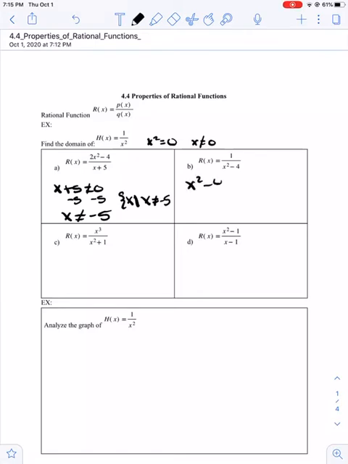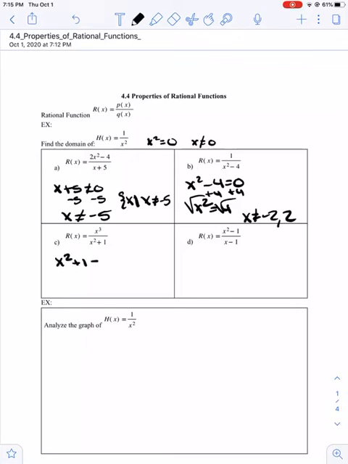Next, we do the same thing. x squared minus 4 equals 0. Add 4. x squared equals 4. Square root both sides. You get x cannot equal negative 2 and positive 2. Remember, if you take the square root of something, you get the negative and positive version of it.